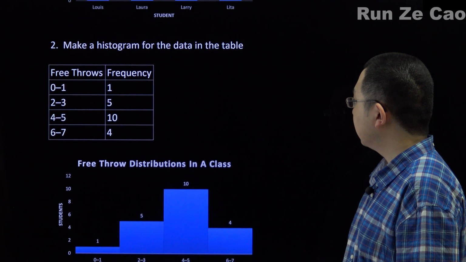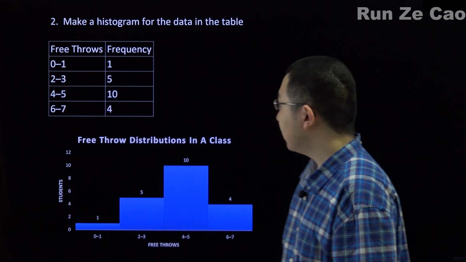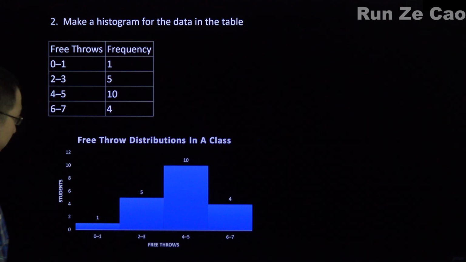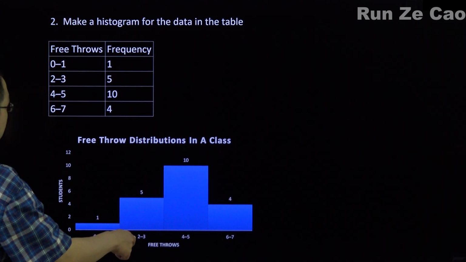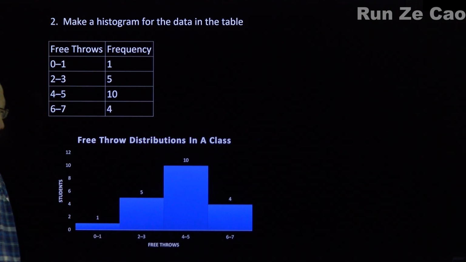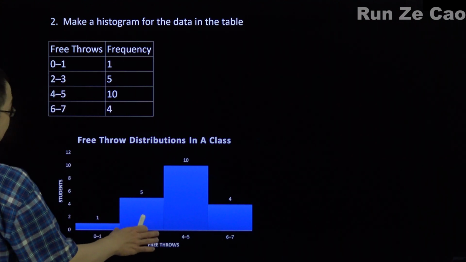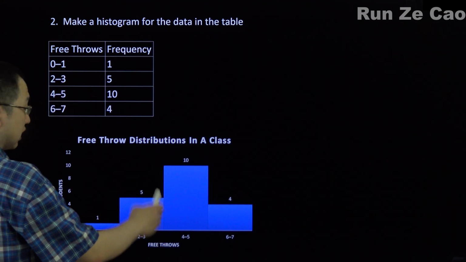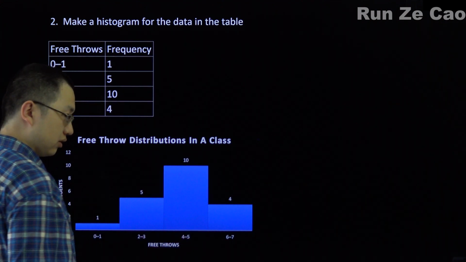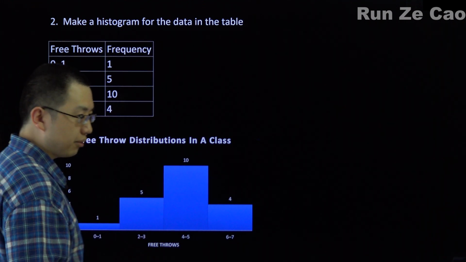All right. If you make this histogram for the data in the table, the number of people who needed 0 to 1 free throws, 1 person, 2 to 3 free throws, which is the next category over, which touches the 0 to 1 free throws. Come on, you can't take half a free throw. So that's why these bars touch. It's because they are for data that is continuous. Like there's no distinction gap.